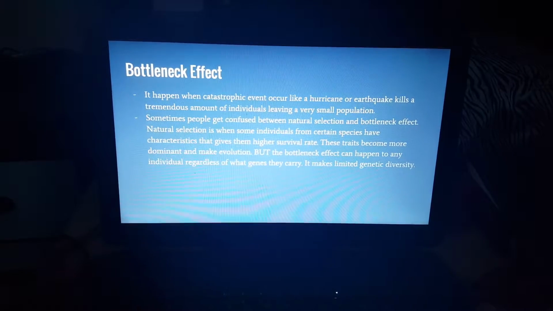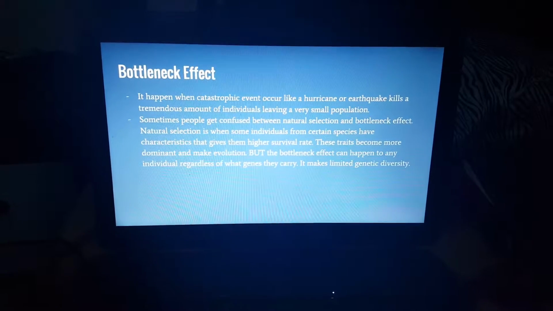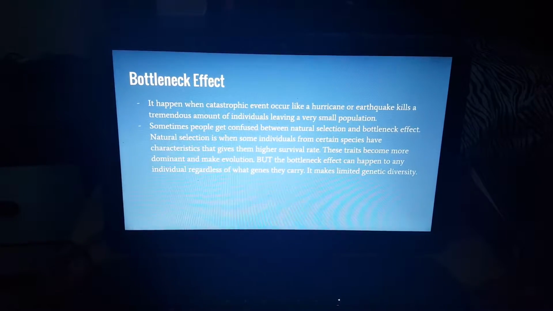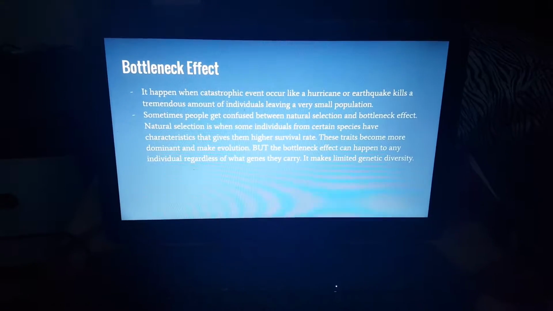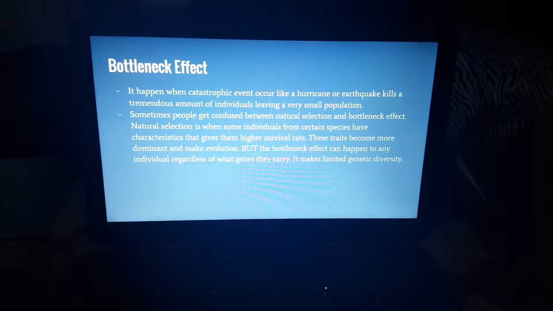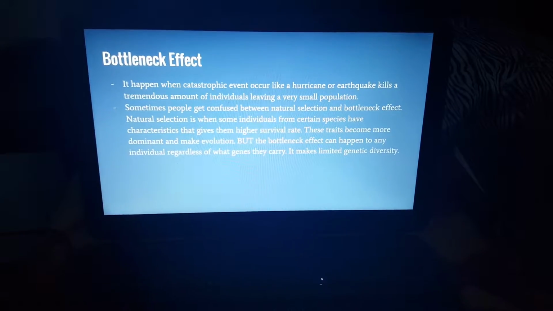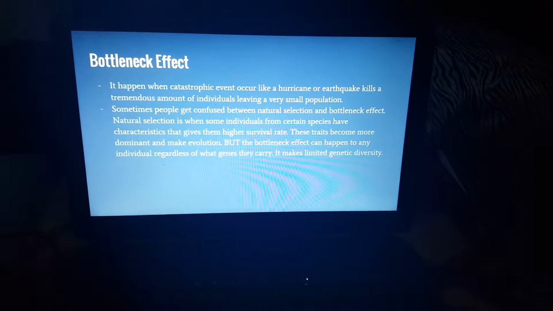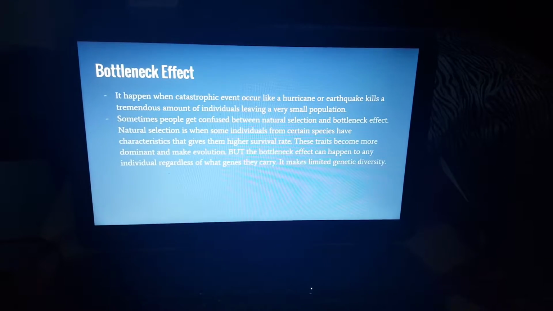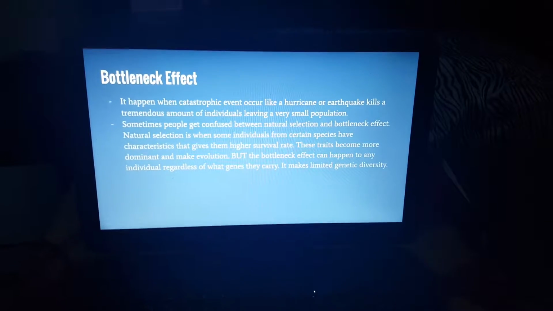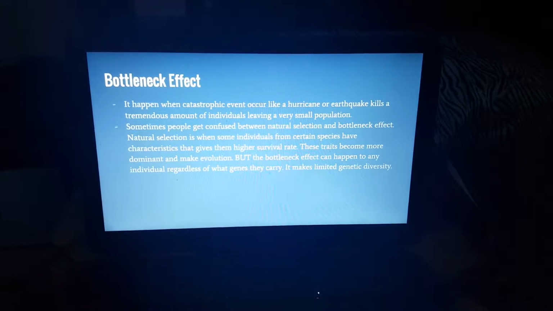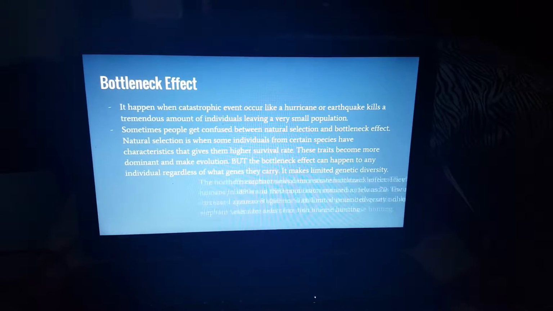Sometimes people get confused between natural selection and bottleneck effect. In natural selection, some individuals from certain species have characteristics that give them a higher survival rate. These traits become more dominant and drive evolution, but the bottleneck effect can happen to any individual regardless of what genes they carry. It makes limited genetic diversity.